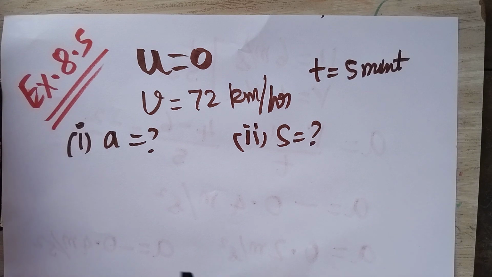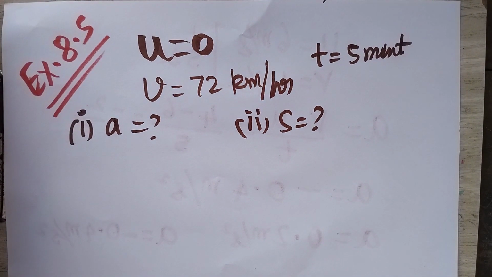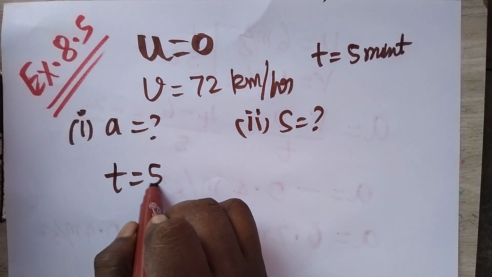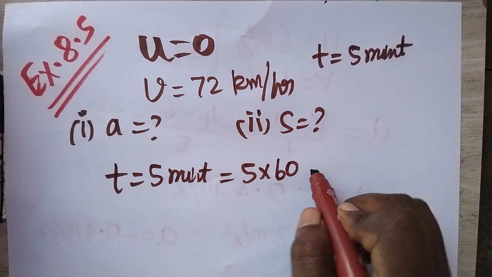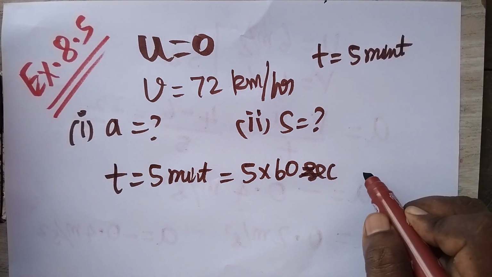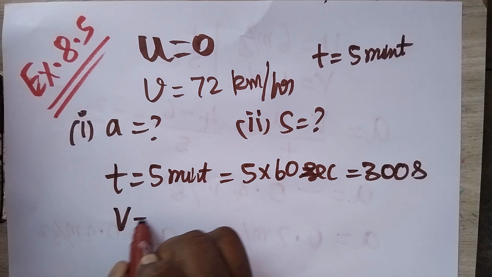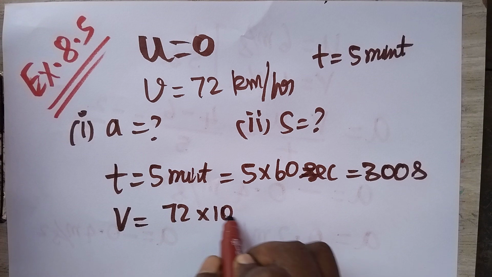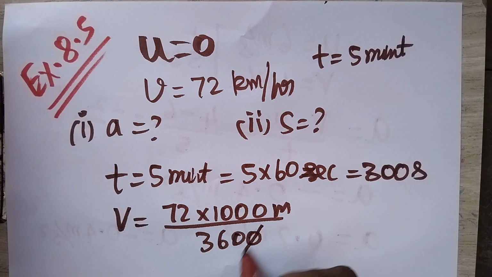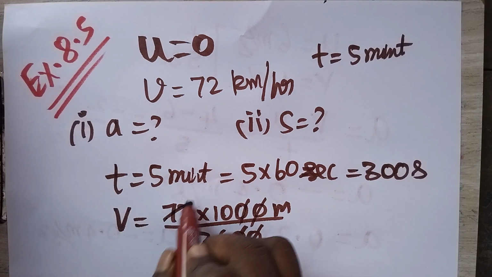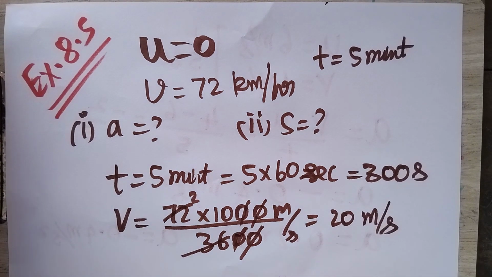First of all, before starting the problem, you have to convert everything to SI units. SI unit means MKS system, meter, kilogram, second. Time is how many minutes? 5 minutes. 5 minutes means 5 into 60 seconds. 1 minute is 60 seconds, so 300 seconds as the time period. What about velocity? Velocity 72 kilometer is 1000 meter, 3600 seconds. Cancel, cancel, cancel, cancel. This will be 2, 20 meter per second. 20 meter per second in SI unit.